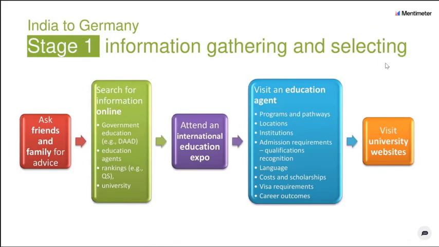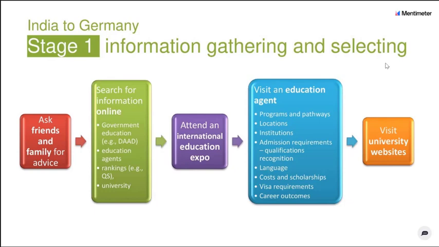And for someone like Suraj, he would certainly ask family and friends, particularly those who have an experience in Germany. He might have family or friends already living or studying in Germany. So that's a primary source of information, particularly if he has siblings, brothers or sisters who've already participated in international education. He might also search online, almost certainly. He will look online. He'll be looking at the government education websites like the DAAD. He'll be talking to education agents and visiting their websites.